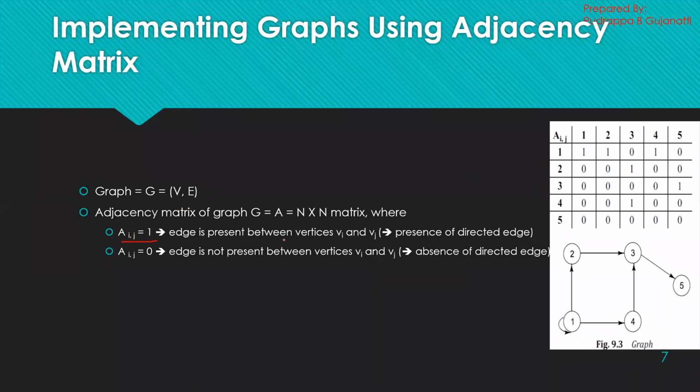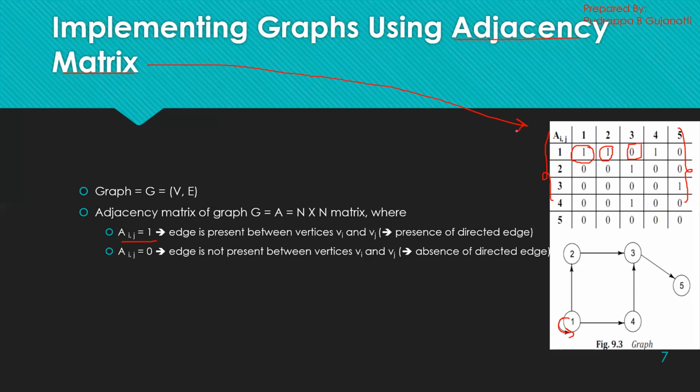The entry in the matrix is 1 if there is a directed path present between those two vertices, or nodes, and if there is no directed edge between the nodes, then the entry will be 0. For example, 1 to 1 there is a directed edge, so the entry is 1. 1 to 2 there is a directed edge, so the entry is 1 here. And 1 to 3, there is no directed edge, therefore this is 0. In a similar way, this entire table is developed, and this is termed the adjacency matrix.